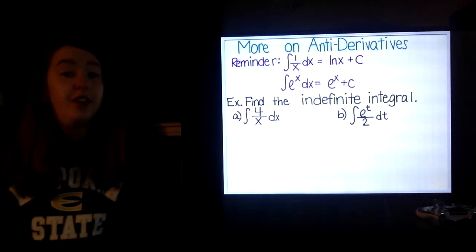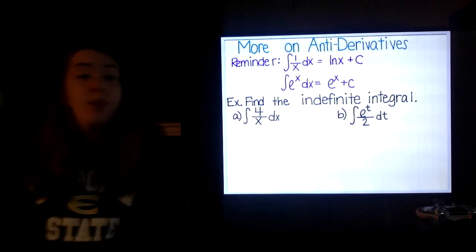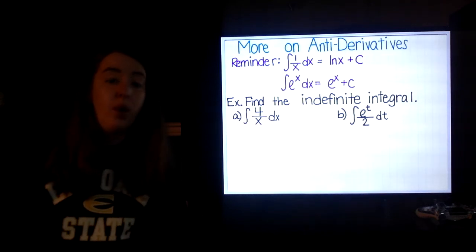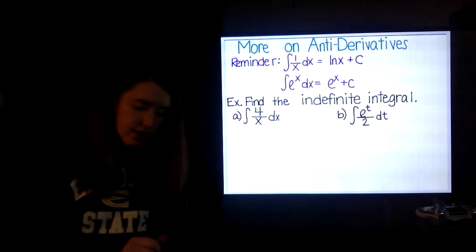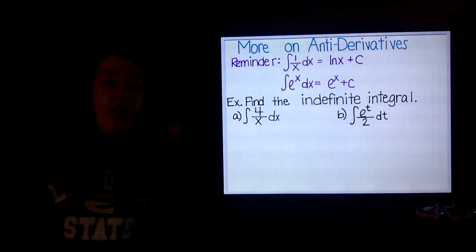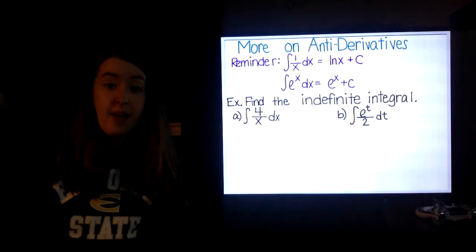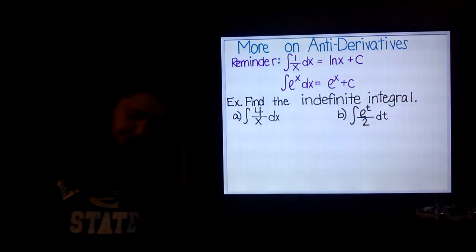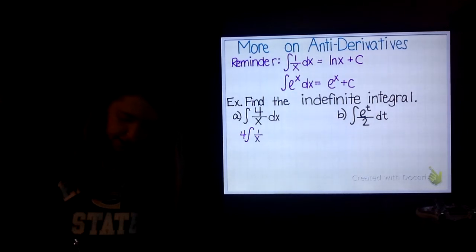So we want to find the indefinite integral. On a, we have the integral of 4 over x dx. The first thing we want to do is factor out that constant that we have in front. So I'm going to bring that 4 out front, and then I still have my integral of 1 over x dx.